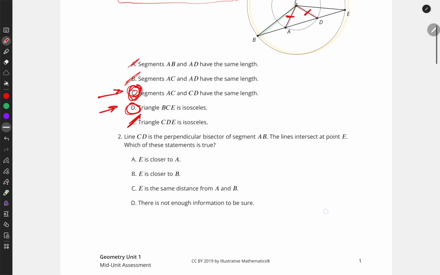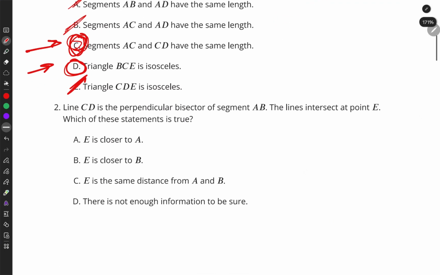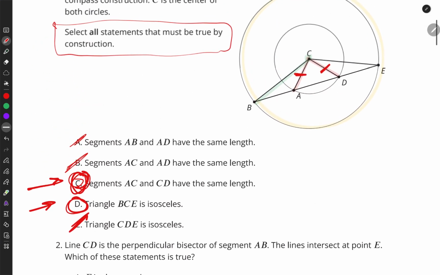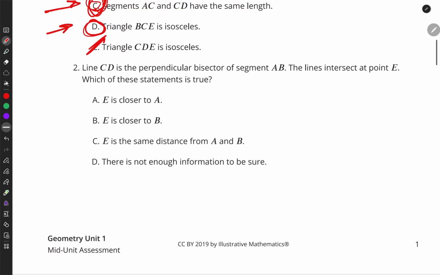All right. Number 2, as I mentioned in class, this is not relevant to this picture at all, even though you see all those letters. This is its own kind of diagram. So I would draw it. It says line CD. Here's a line, CD.